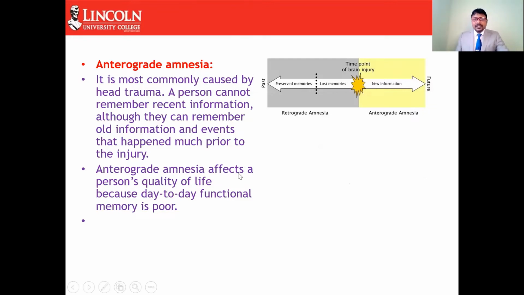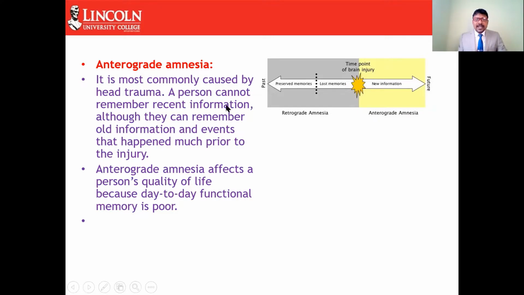Anterograde amnesia. Anterograde amnesia is most commonly caused by head trauma. If anybody met with an accident or head injury, those people are going to get loss of memory. For example, if the head injury happened 1 month or 2 months back, anterograde amnesia means that from the head injury time until now, these 2 months, they are going to lose all the memories. So this is called anterograde amnesia.